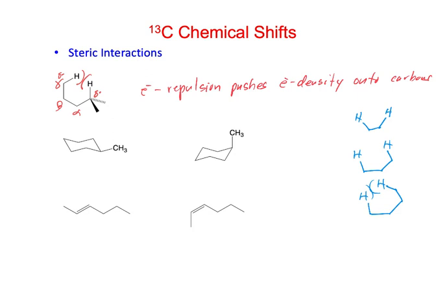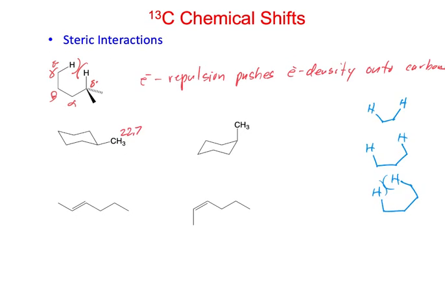So in this case, the methyl group is at 22.7. The carbon where the methyl group is bonded is 32.65, and this one over here is at 35.65. All right, so if the methyl group is axial, then these hydrogens are axial here as well, and we start to get sterics between the axial substituents. And when that happens, it's going to push electron density back onto those carbons. So this methyl group shifts slightly upfield to 20.1, so 2.5 parts per million upfield.